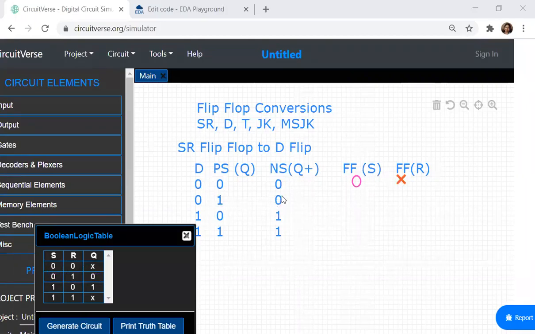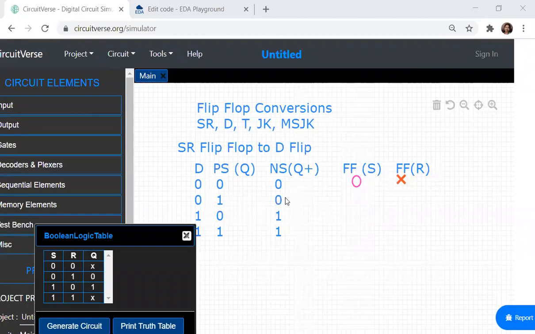Next state is 0. But what was my previous state? Previous state, present state and next state. So previous state was 1. My present state is 1, but my next state is 0. Now when my next state is 0, if you can see, previous state was 1, next state is 0.